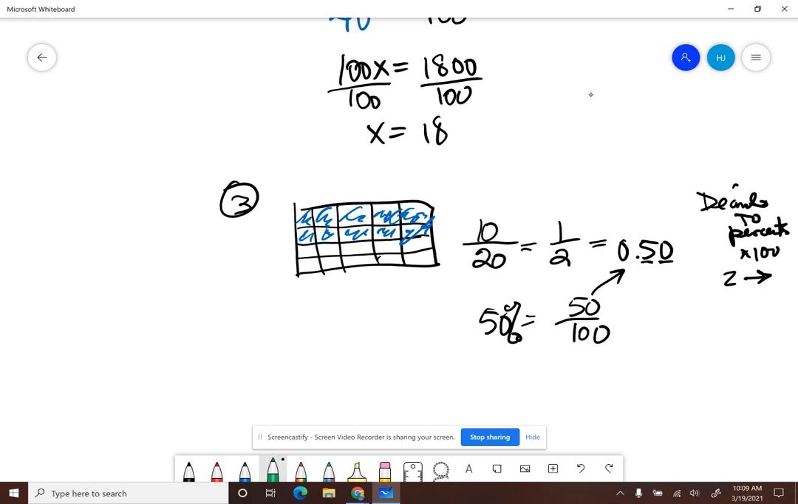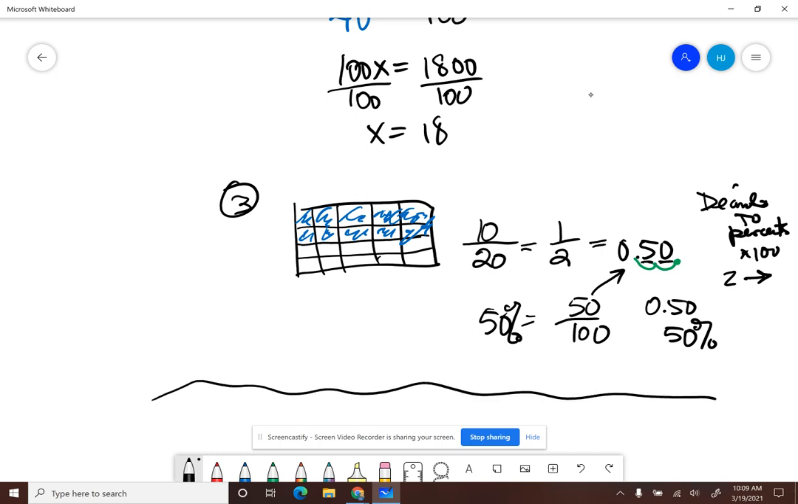If I'm converting from a decimal to a percent, I'm just going to move it 2 places. So my decimal's actually right there. So again, 0.50 is the same thing as 50 out of 100, which is the same thing as 50%. Okay, so that's all you're going to have to do on those.